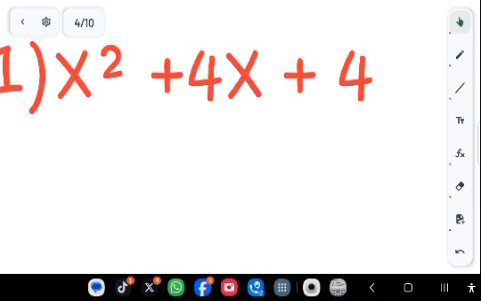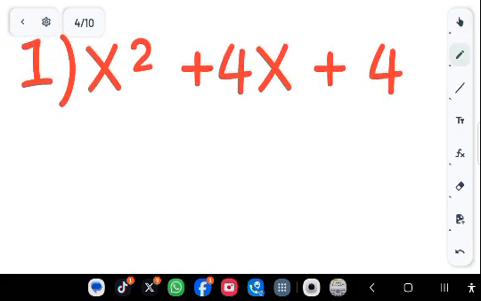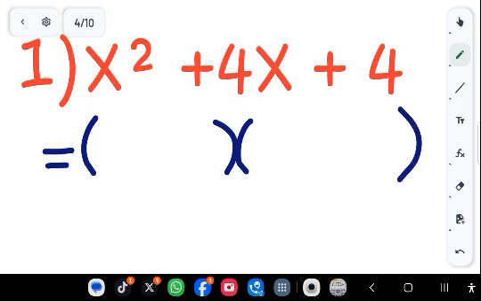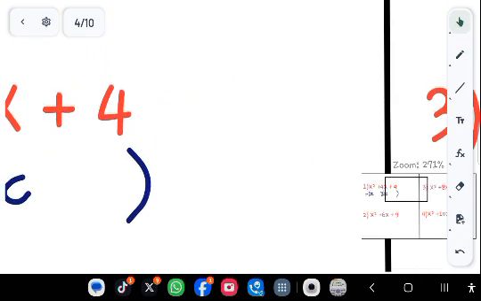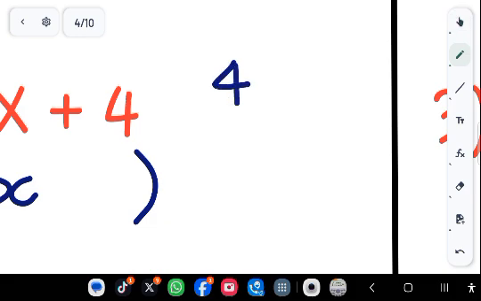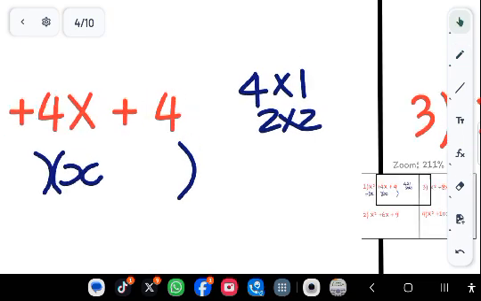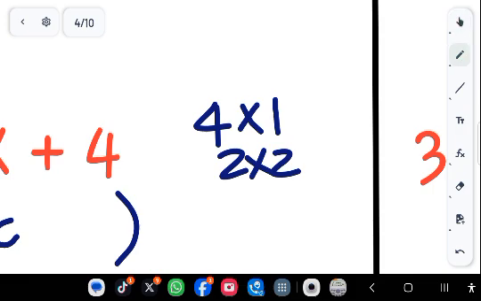But even if you didn't notice that these were coming from squares of binomials, when you factorize a trinomial, the first step is you write 2 pairs of brackets, and then in one bracket you go x, and the other one you go x. And then step number 2 is you find factor pairs of the last term. The factor pairs of 4 are 4 times 1 and 2 times 2. Now, if you add 4 and 1, 4 plus 1 will give you 5.